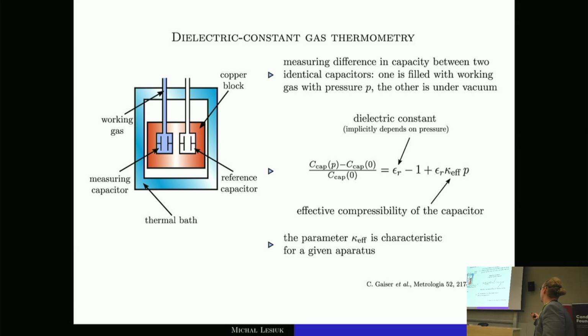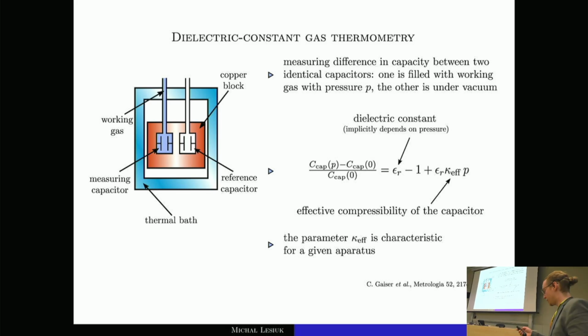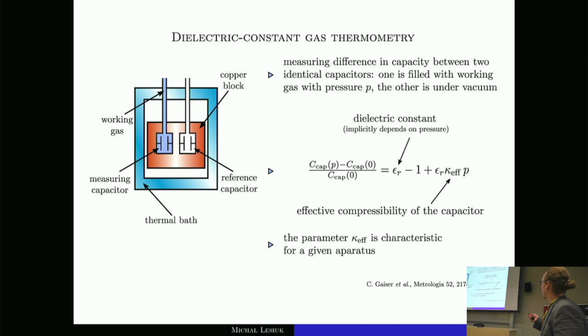You also have some effective compressibility of the capacitor, which describes the fact that if you increase the pressure, the capacitor itself ever so slightly expands. But this effect is very small, and you just measure it for a given device. So this is effectively an empirical parameter which you have to measure. But the most important thing is this dielectric constant. I don't write it explicitly here, but it depends on the pressure of the gas. This is the electric constant.